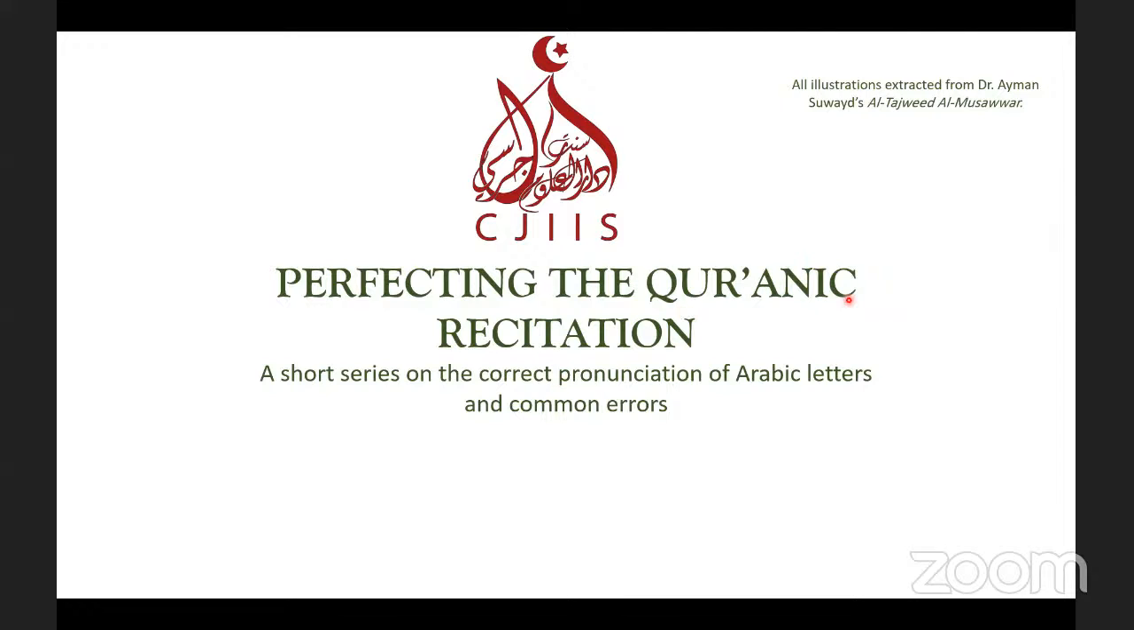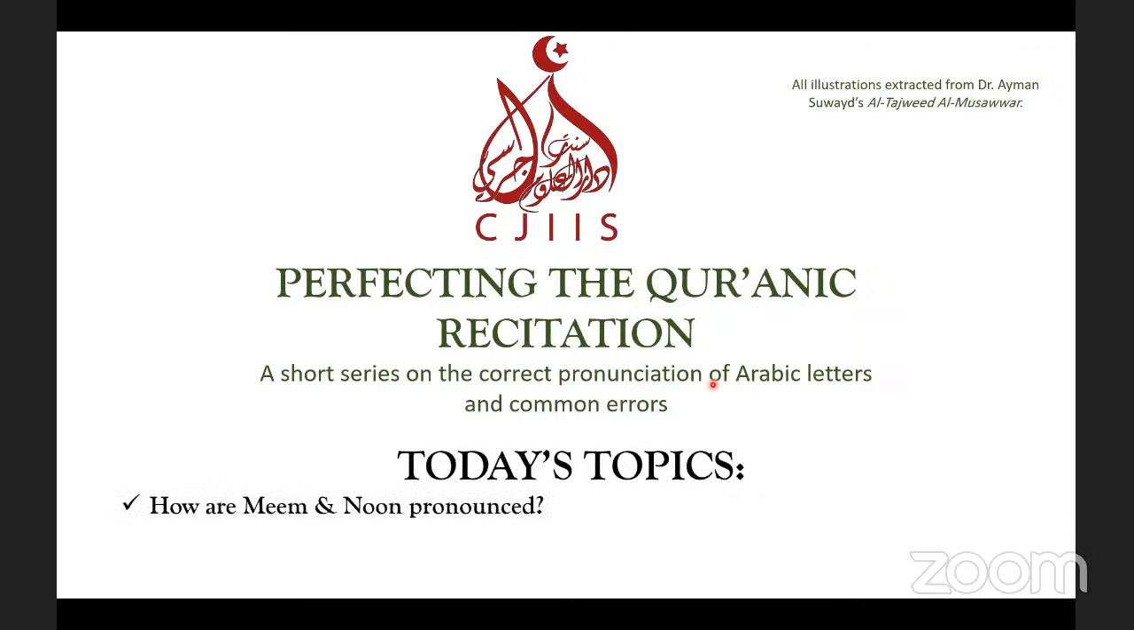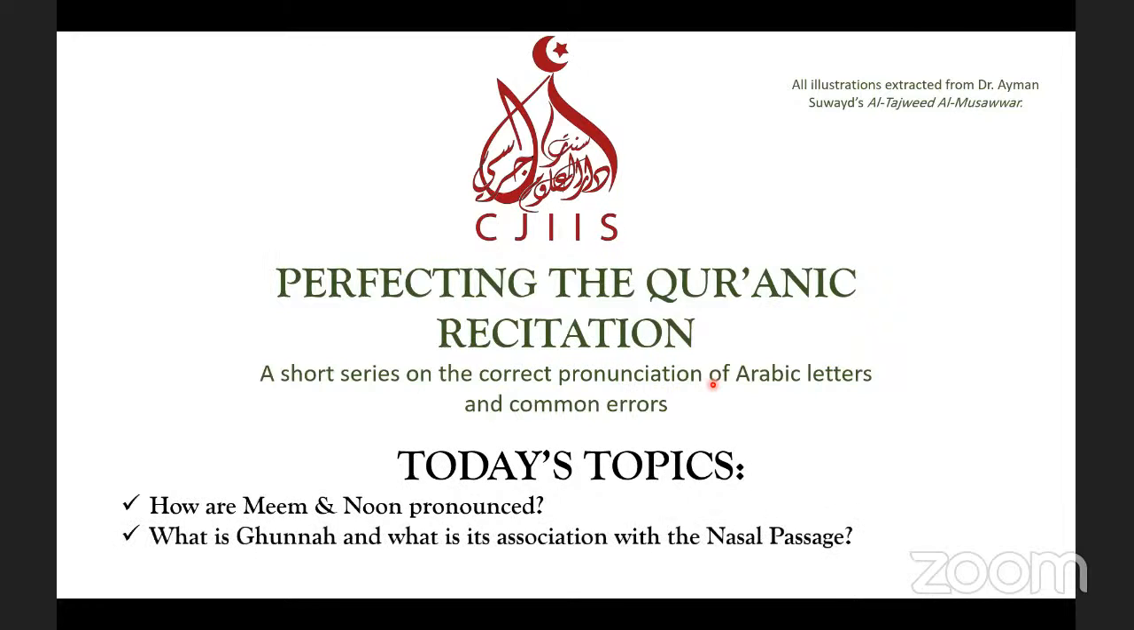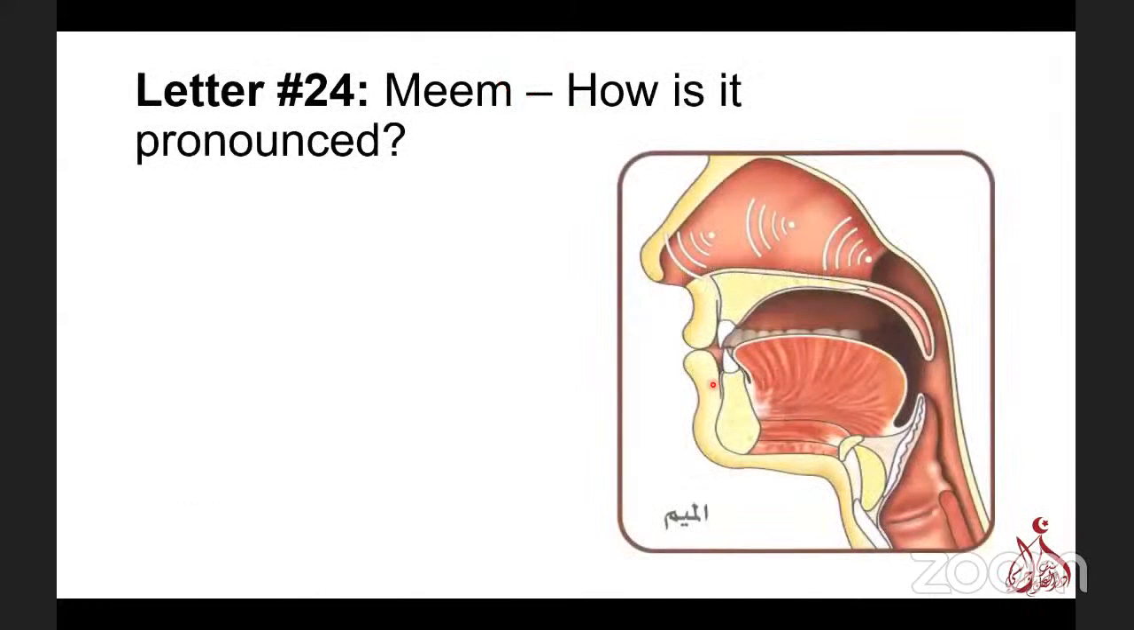Inshallah, today we'll be continuing on to the next letters, which will be letters Meem and Noon. So first we'll discuss how are Meem and Noon pronounced. Second is what is Ghunna and what is its association with the nasal passage connected to the letters Meem and Noon. And lastly, how are Meem and Noon mutaharrik and sakin pronounced? There are no errors today because Meem and Noon are pretty standard letters which are found in almost every single dialect and language. But nevertheless, there are a few things that we need to discuss regarding them.